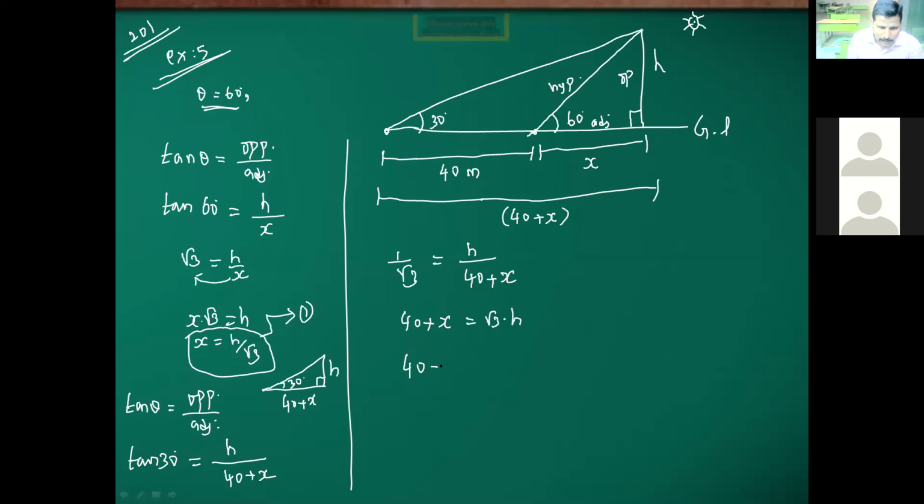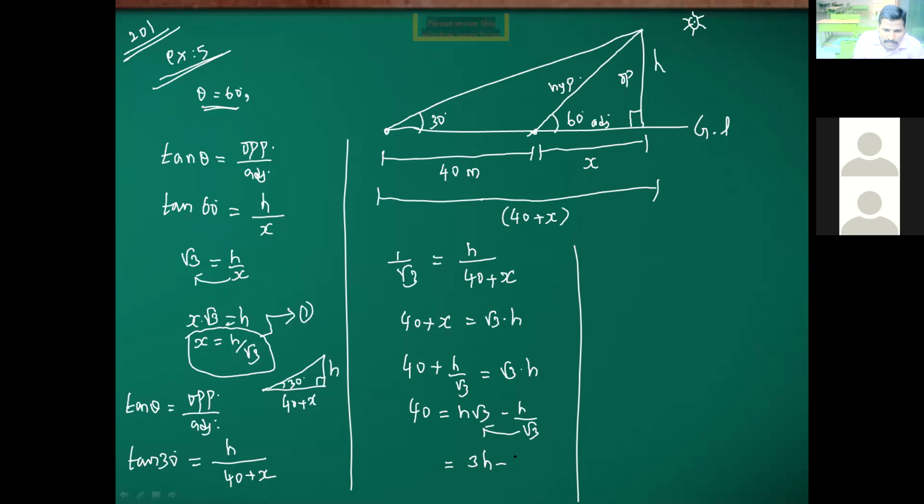So 40 plus the value of x. What is x? h by root 3. h by root 3 is equal to root 3 into h. That's all, sir, it's done. Now h is on one side. This h by root 3 you take to the opposite side. So I already have h root 3 on the right hand side. This goes to the opposite side, minus h divided by root 3. Take cross multiple. Root 3 into root 3, 3. You just remember root 3 into root 3, 3. So I am writing here 3h minus h divided by root 3.